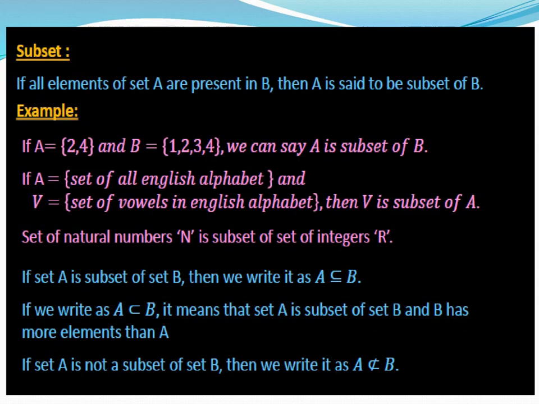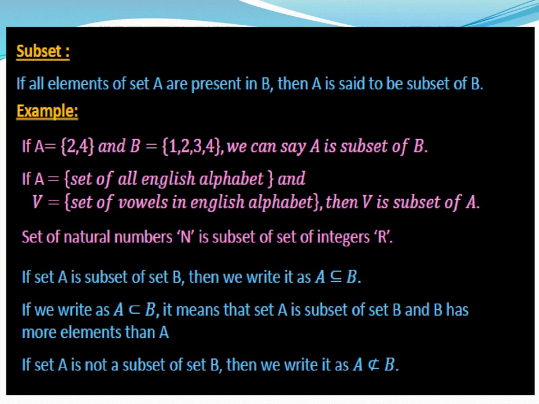Next concept, subset. If all elements of a set A are present in B, meaning the elements in set A are present also in B, then A is said to be a subset of B. For example, if A equals the set {2, 4} and B equals the set {1, 2, 3, 4}, we can say that A is a subset of B because the elements 2, 4 are present in the set B. So A is the subset of B.